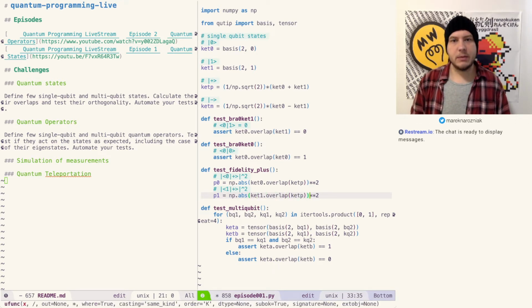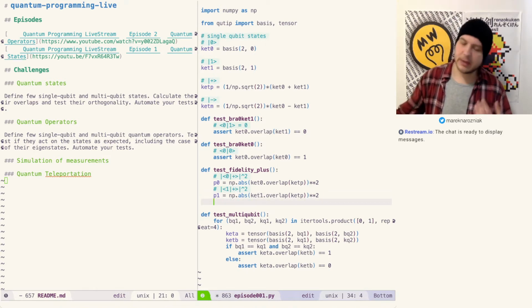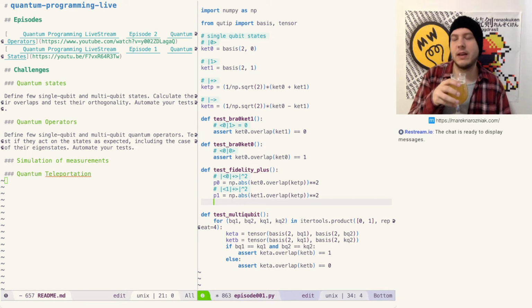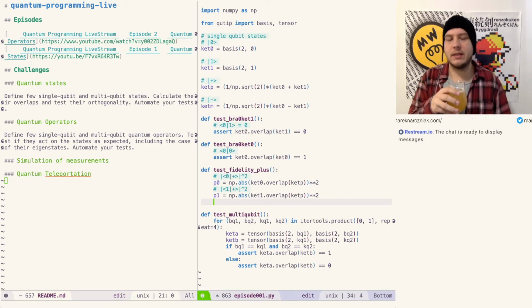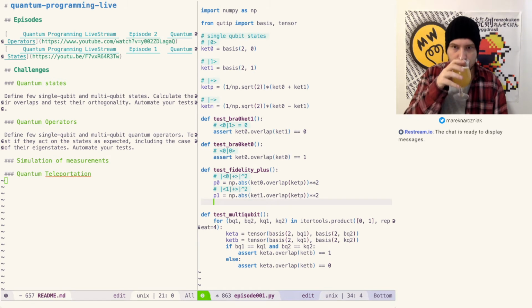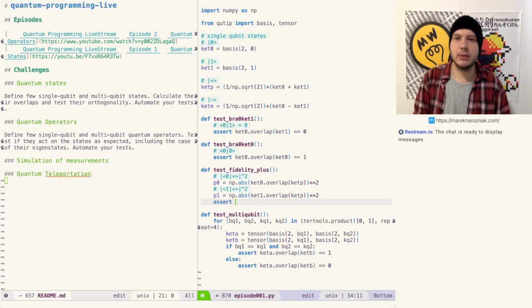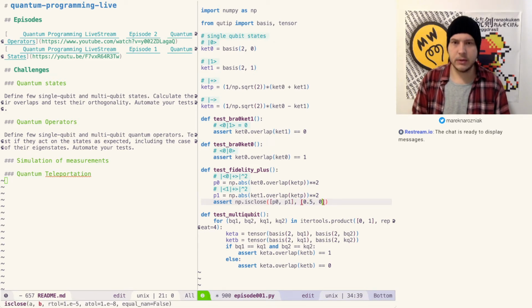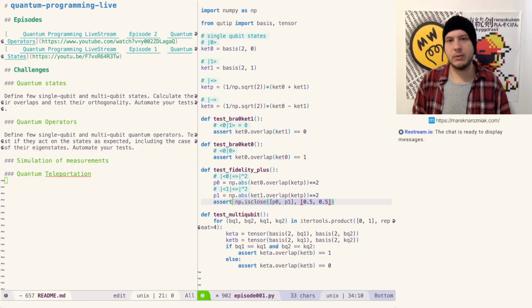We would expect both of those values to be exactly 1/2, but in numerics, we don't actually compare floating point numbers exactly. So for that purpose, we can use the numpy function isclose. So P0 and P1, we expect both of them to be 0.5, 0.5. And this returns a list of booleans, so this should be true, true. But we want all of them to be true. So all.